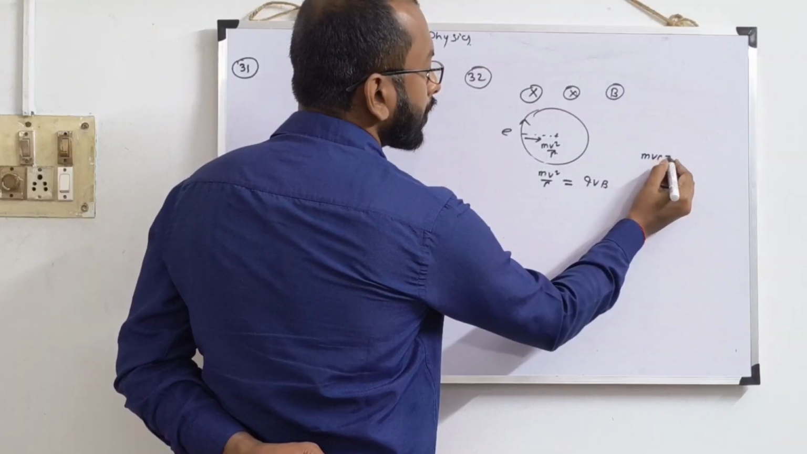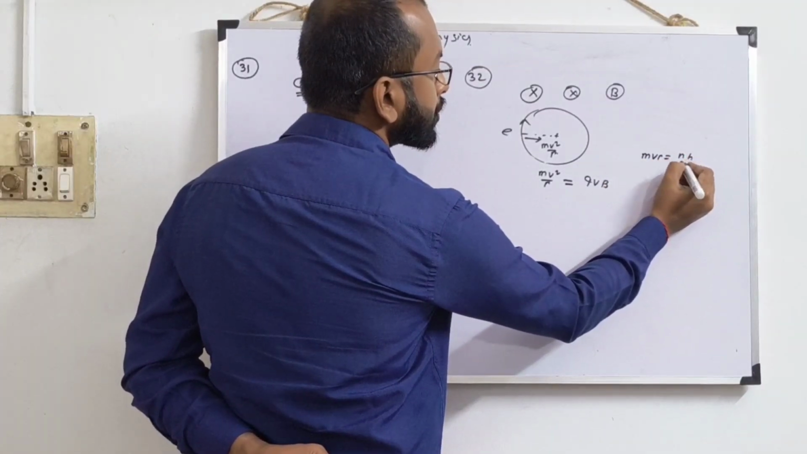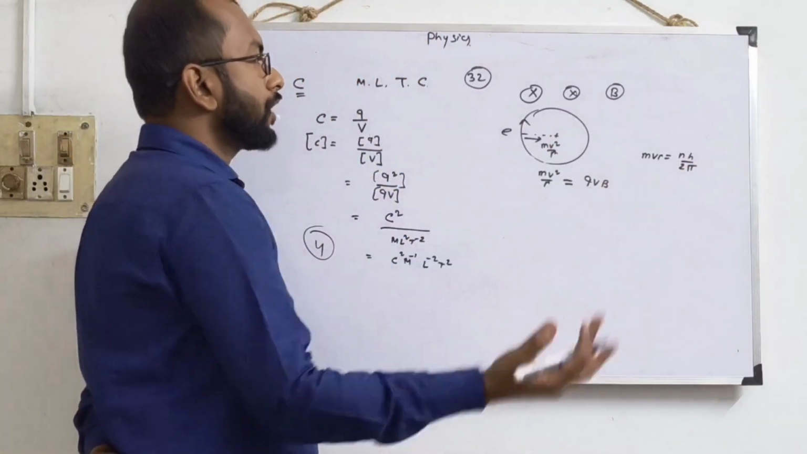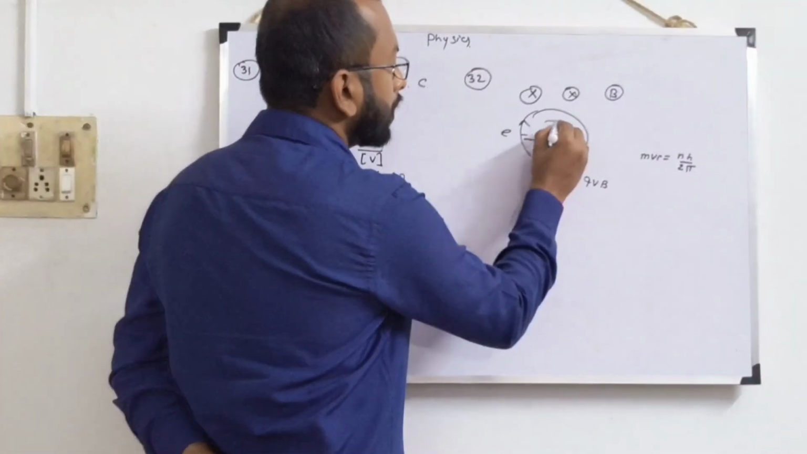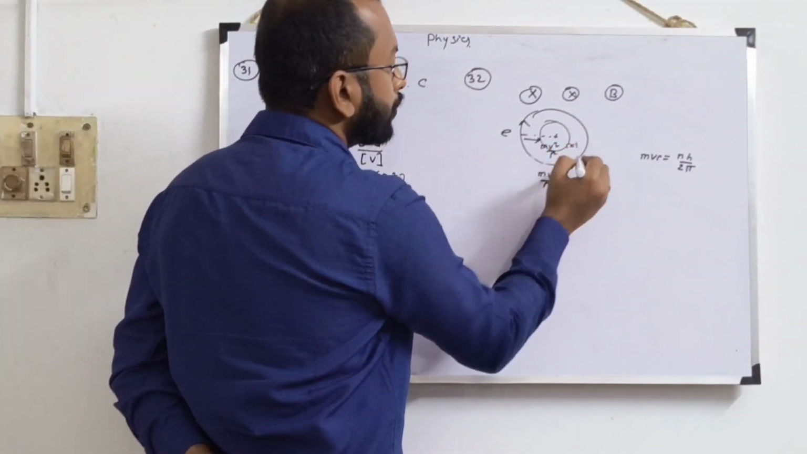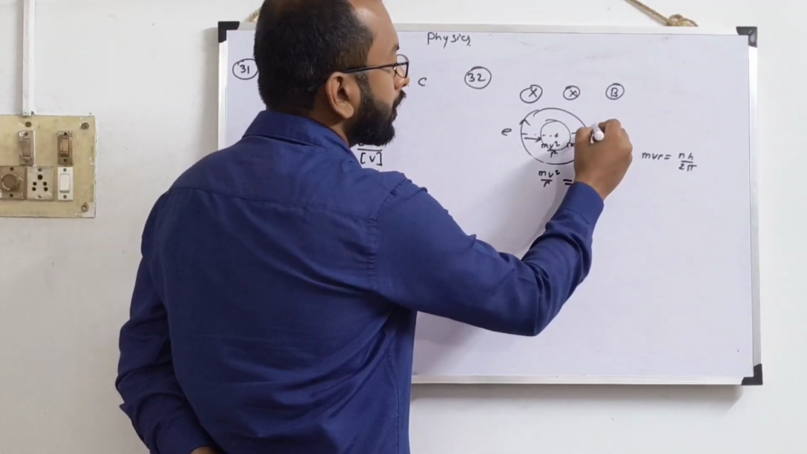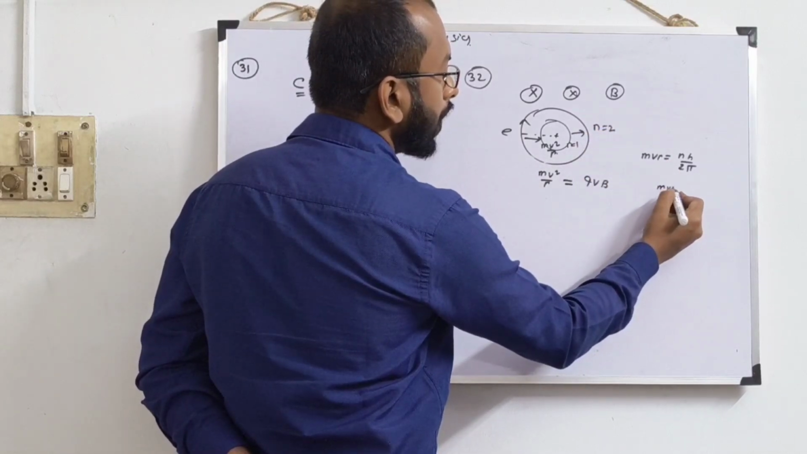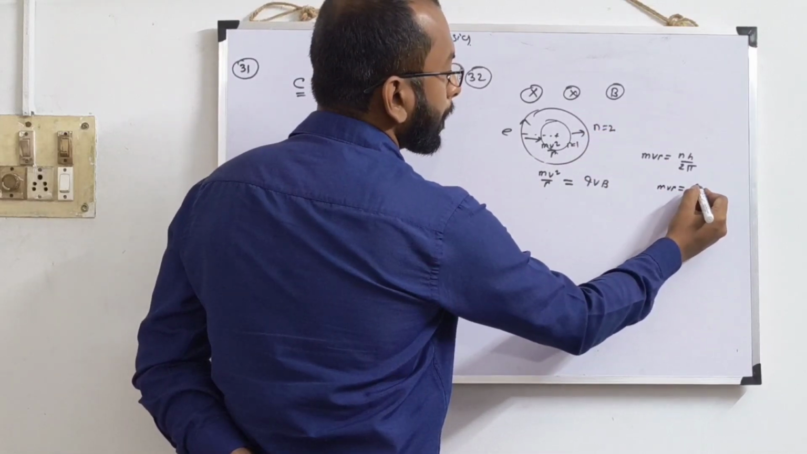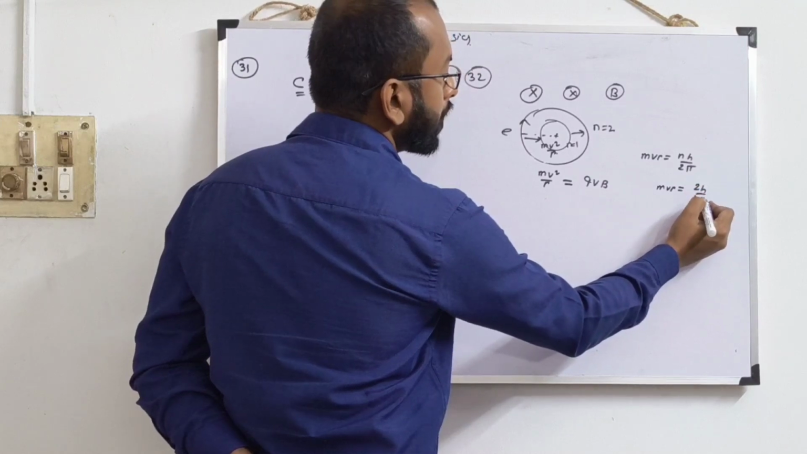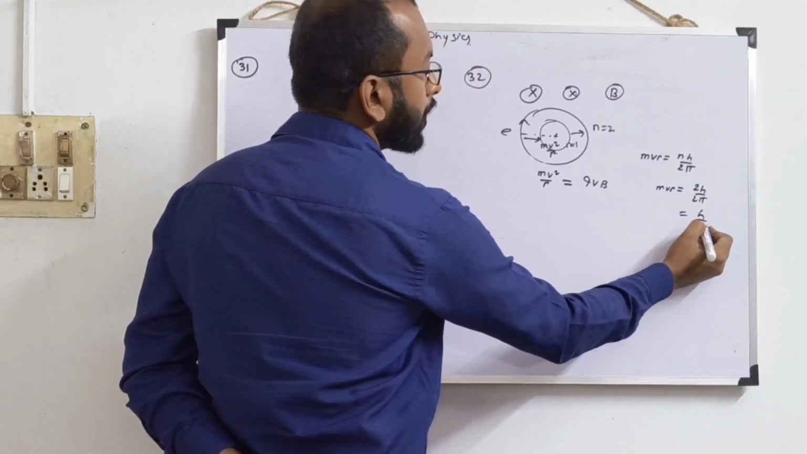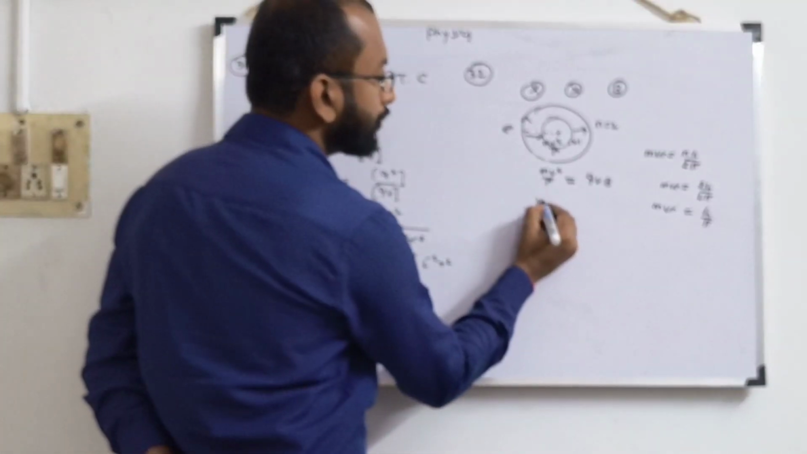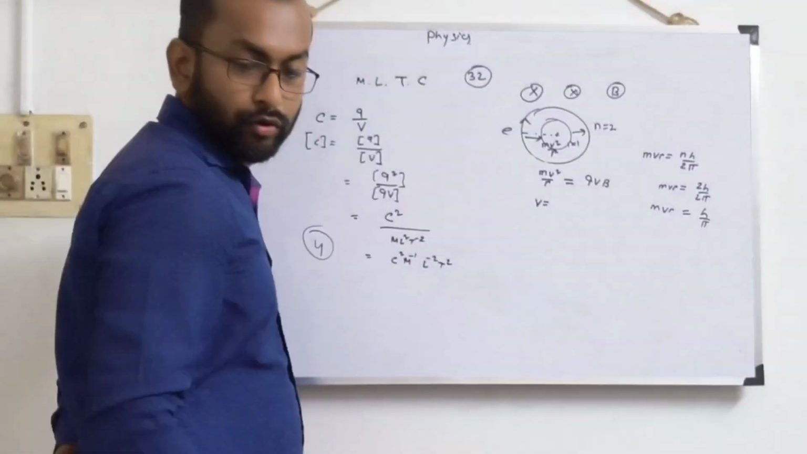And mvr is our angular momentum, that is nh by 2 pi, but it is told that it is in the first excited state. First excited state means n value from 1 has gone to n equal to 2. So we'll put n equal to 2 here. So mvr will be 2h by 2 pi. It is becoming h by pi, that is the value of mv into r. So from here we can substitute the value of v so that we get the value of r, right?